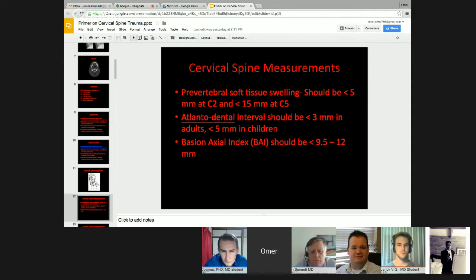The atlantodental interval, which is the distance between the dens, or the C2, and the atlas on a lateral view, should be less than 3 millimeters in adults and less than 5 millimeters in children. And the basion-axial interval, which is essentially the interval between the tip of the dens, or the C2, and the base of the basion, should be less than 9.5 to 12 millimeters on a lateral view or a CT.